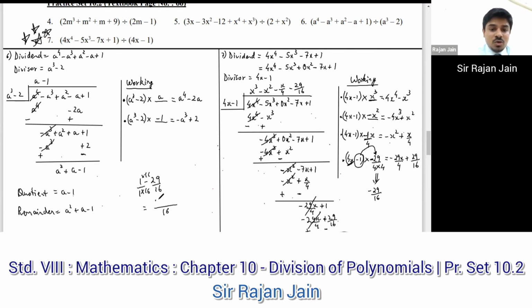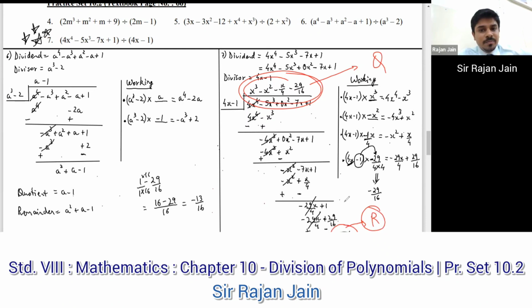Multiply by 16 in numerator. तो numerator हो जाएगा 16. This is not going to change because इसका denominator already 16 है. So you get 16 minus 29, and 16 minus 29 is minus 13. Denominator is 16. So here I will write minus 13 upon 16. Okay, so now I don't have space to write quotient and remainder separately, so I'm directly showing you with red color. This becomes your quotient and minus 13 upon 16 becomes your remainder.